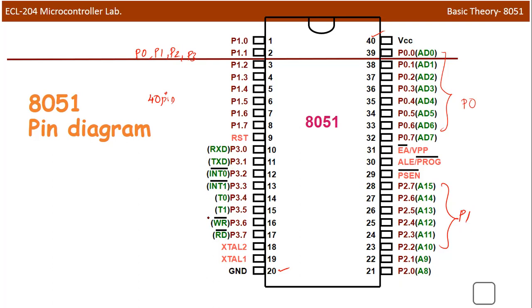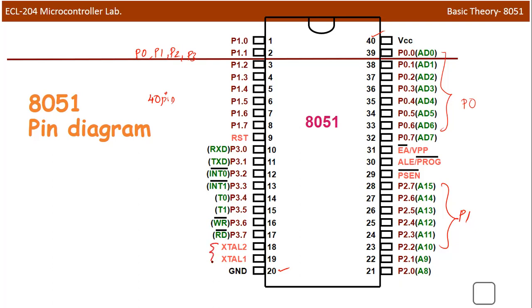Some extra features can also be seen here: TXD, RXD, interrupts, timer, write bar, read bar. Similarly, here you can also see AD0, AD1. That we will discuss later. You just need an idea about the different pins. These are the basic pins: port 0, port 1, port 2, port 3, and port 3 also performs some extra functions. That's why it's a multi-purpose port.